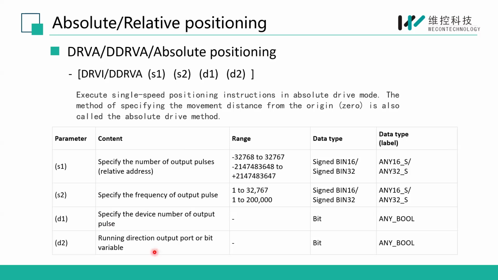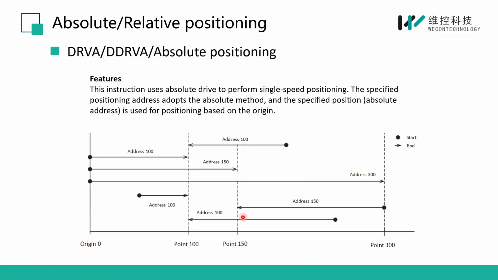So let's see how DRVA is different from DRVI and DDRVI. This is absolute, so it means there is only one origin point. This is zero.